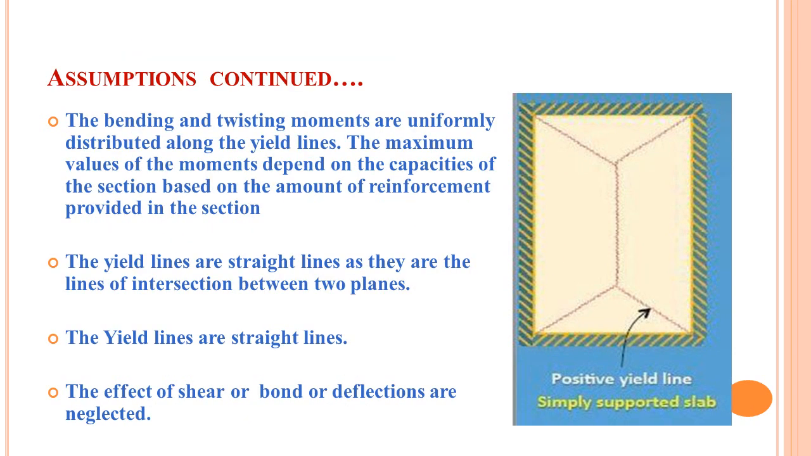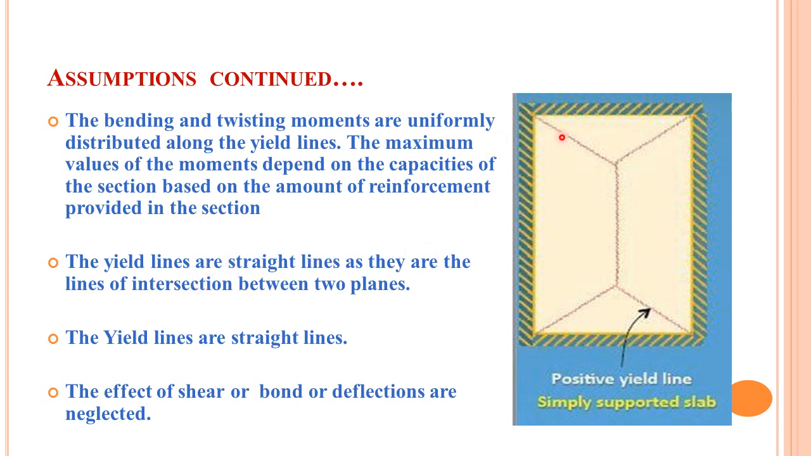Then comes your fourth assumption. The bending and the twisting moment will be distributed uniformly along the yield line. So that is your fourth assumption. The moment value completely depends upon the amount of reinforcement that we have given for the slab. And then next, the yield lines are straight lines.